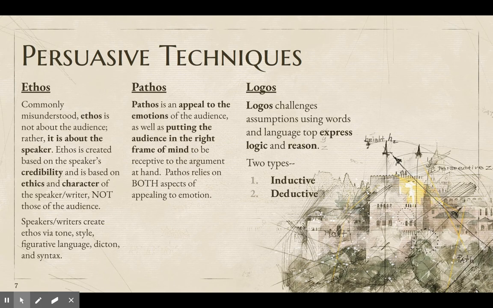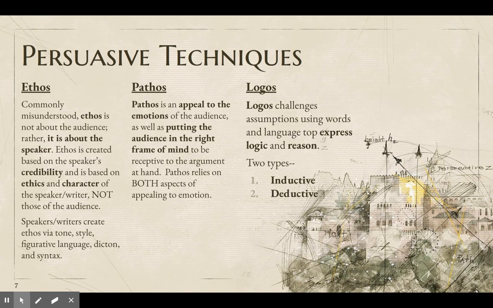Sometimes putting your audience in the right frame of mind is about giving them important information they need to know to hear your argument. So pathos relies on both aspects of appealing to emotion, not just appealing to your feelings and making you possibly agree based on the fact that you feel a way about something, but also about preparing you to hear an argument and making you more receptive to believing it.